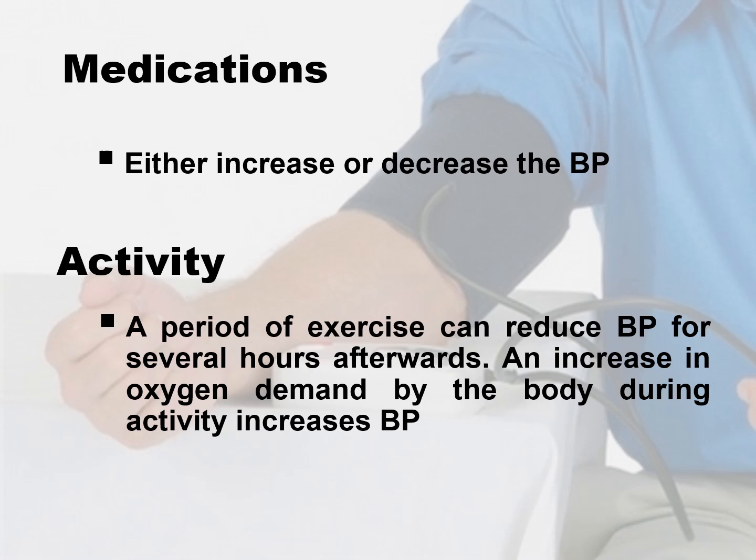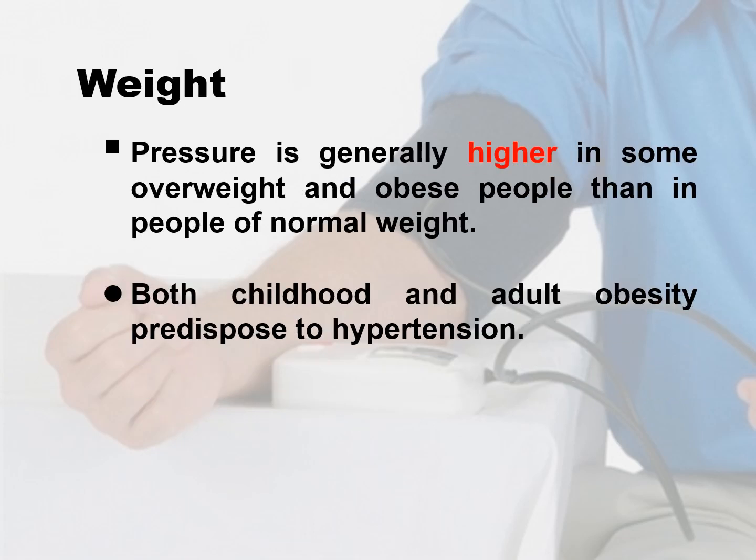Another factor would be your activity. A period of exercise can reduce blood pressure for several hours afterwards. An increase in oxygen demand by the body during activity increases blood pressure. Inadequate exercise frequently contributes to weight gain, and obesity is a factor in the development of hypertension. Again, talking about weight, pressure is generally higher in some overweight and obese people than in people of normal weight. Both childhood and adult obesity predispose to hypertension.